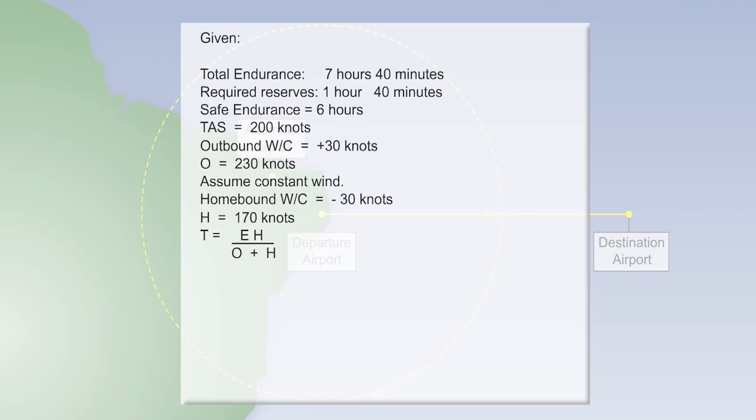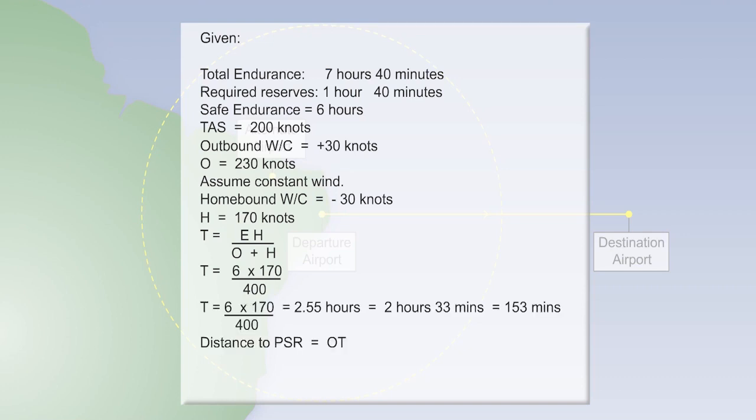Write down the standard equation T equals EH over O plus H. Substitute your known values for E, O and H, and you should have got 2.55 hours, which is 2 hours and 33 minutes, or 153 minutes.